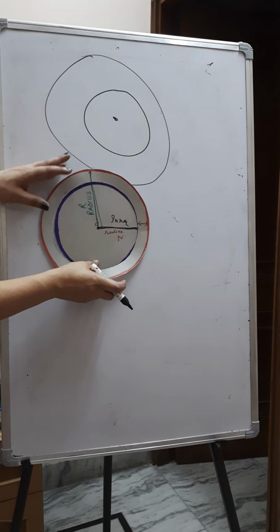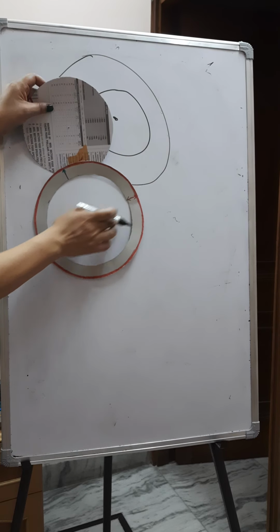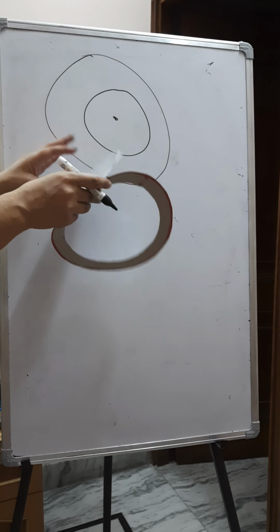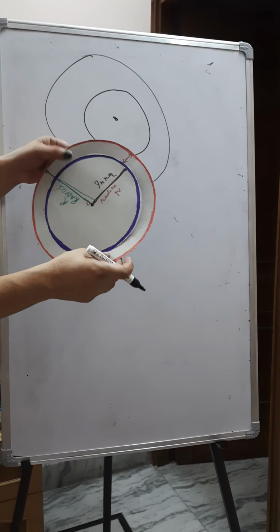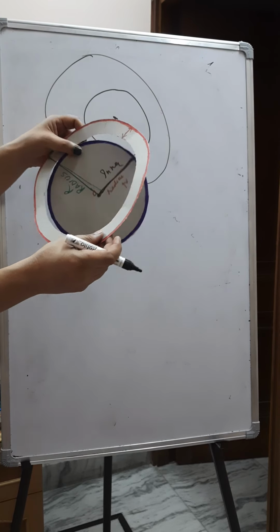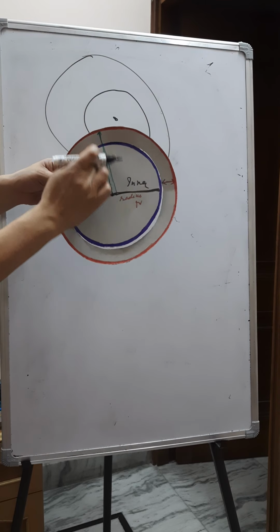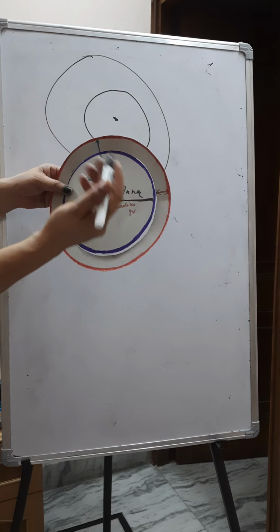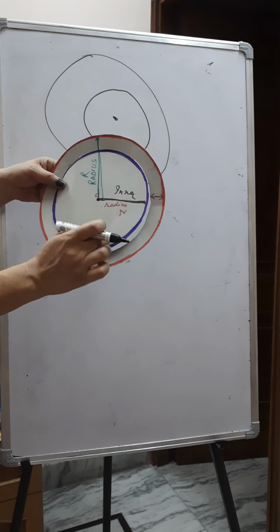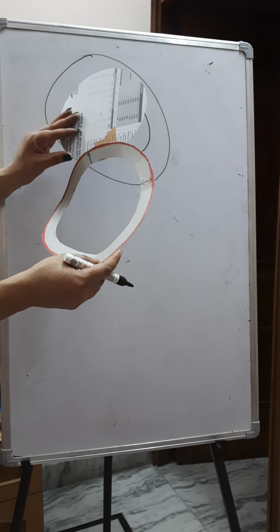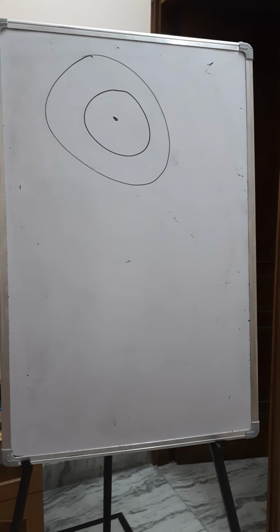And how will you find the area of this ring? Simple, just like a rectangle: area of outer circle minus area of inner circle. The radius of outer is given, radius of inner is given, so we can easily calculate the areas. Area of outer circle minus area of inner circle gives the area of the ring. Follow this.